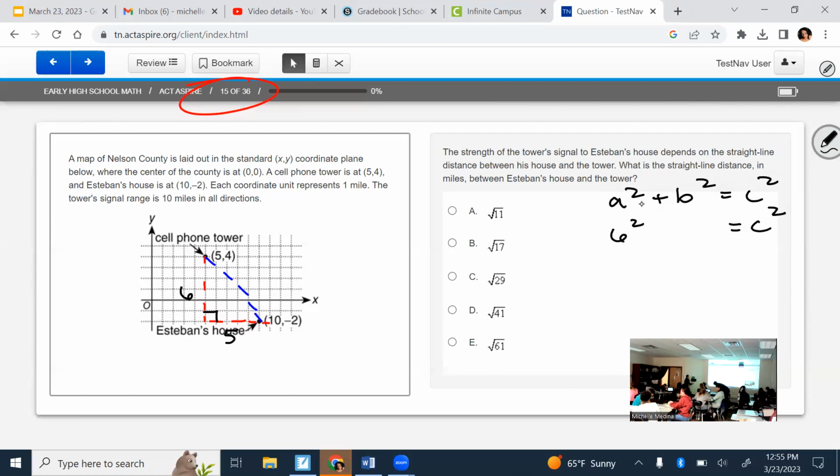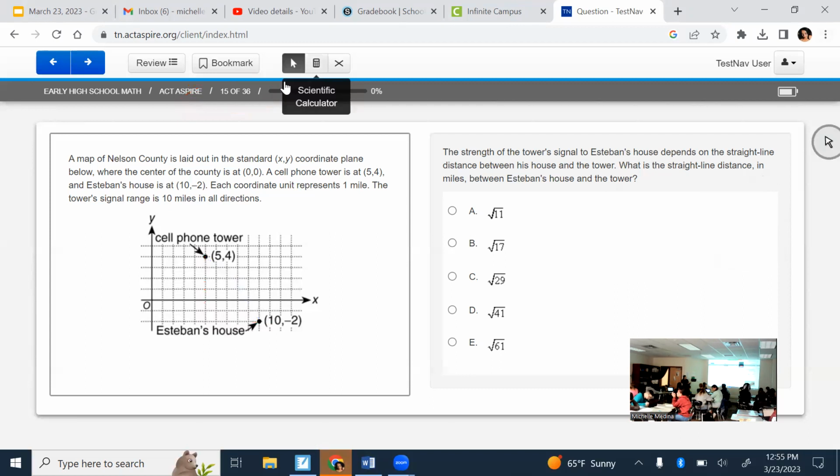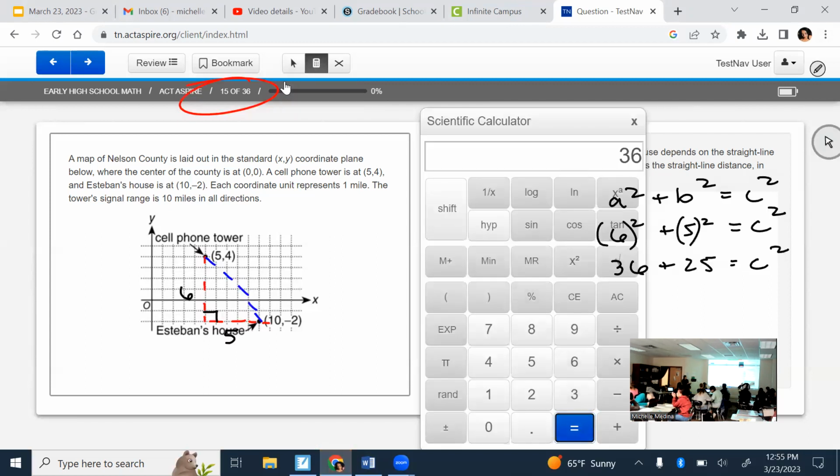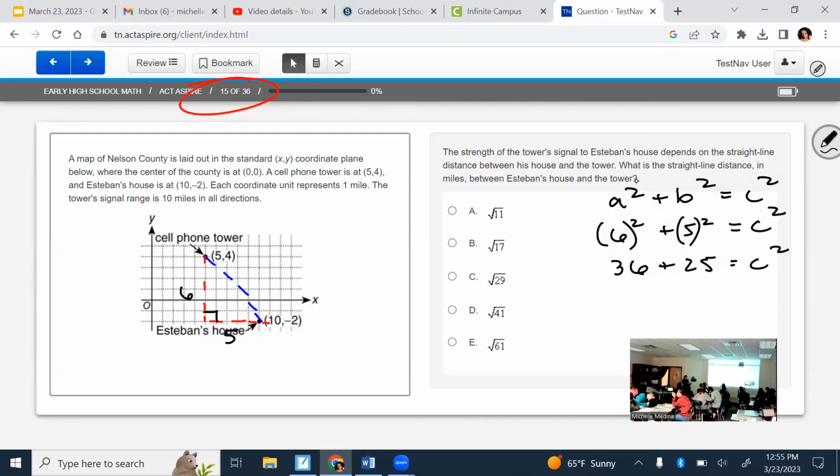So we have 6 squared plus 5 squared. Usually anytime you plug stuff in, I tell you to use parentheses, it's good practice. What is 6 squared? What is 5 squared? And that's equal to C squared, with 36 plus 25. Plus 25 is 61. And I use a calculator for that. Don't do that. All right, so then I do this.